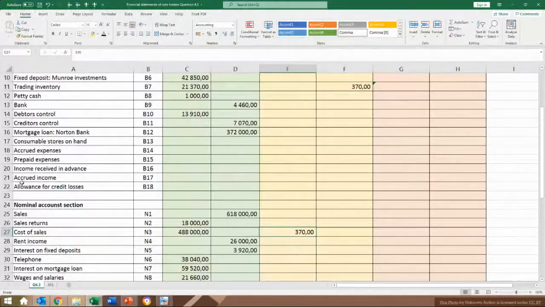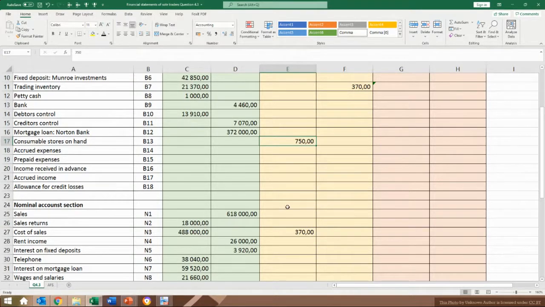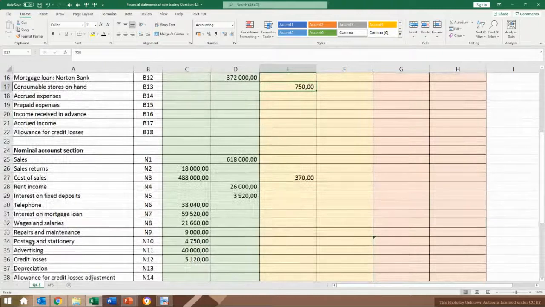So what I did here is I added an account which is consumables on hand for the postage and stationery, which we then debit with the 750. But because we have that as an asset, I need to go reduce my postage and stationery expense for the year with the 750, because I will use it in the following year and then have to account for it in the correct period. So then I credit the postage and stationery with the 750.